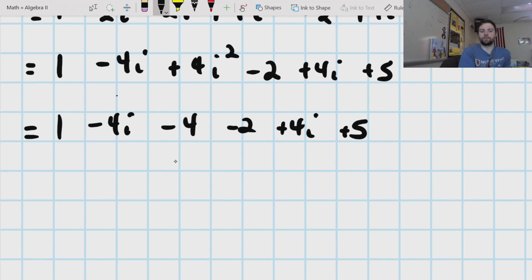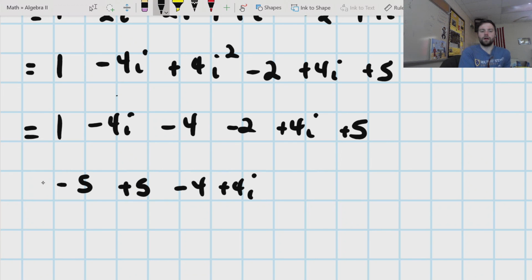So what I can do is combine some of these like terms. 1 minus 4 is negative 3. Negative 3 minus 2 is negative 5. So that's going to be negative 5 plus 5, right? And then negative 4i plus 4i.